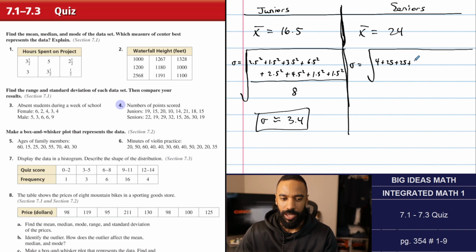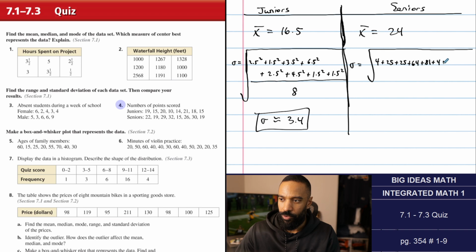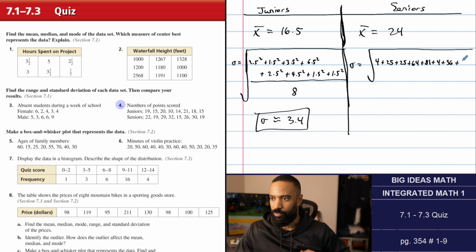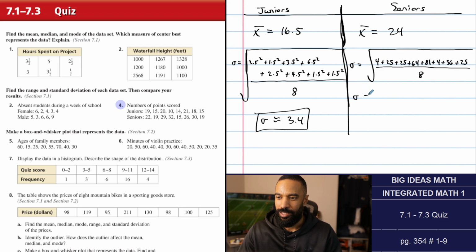32 minus 24 is 8. Squared is 64. Boom, plus. 15 minus 24 is 9. Squared is 81. Plus. What number did I say? 15. 26 minus 24 is 2. Squared is 4. Plus. 30 minus 24 is 6. Squared is 36. Plus. 19 minus 24 is 5. Squared is 25. Okay, let's see. 25, 25, 70, 75 there. Plus 40 is 115. Now I need these 3 to go. 85. 115 plus 85 is 200. 264 divided by 8. I'm going to go with that.